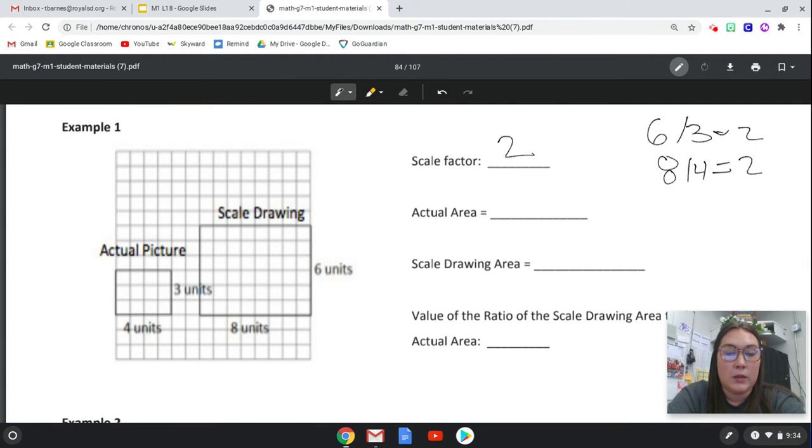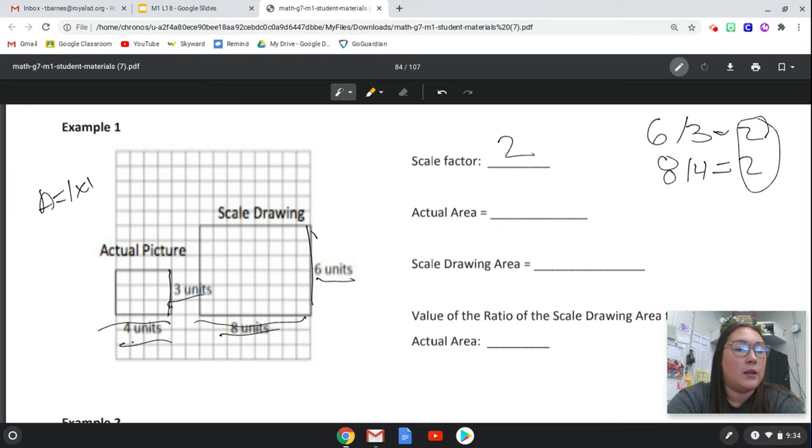You guys, I picked those numbers by looking at the units on each of them. And I compared this corresponding length divided by this corresponding length, this corresponding side by this corresponding side. And because they came out to the same number, I know that my scale factor is 2. So now I need to figure out my actual area. So area equals length times width. So my actual picture area equals 4 times 3. So my actual area is going to be 12 square units.